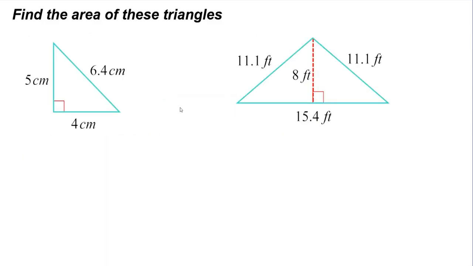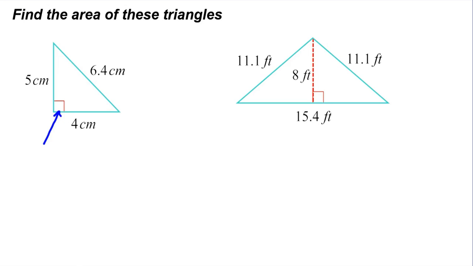So here are some triangles, and let's find their areas. The critical thing when finding the area of a triangle is to identify the base and the height. Now the base and the height will always be perpendicular to each other. So we're always looking for this 90-degree angle to identify the base and the height, because the base is not always at the bottom and the height is not always up and down.